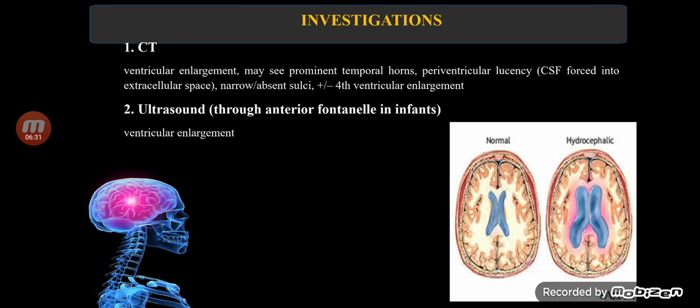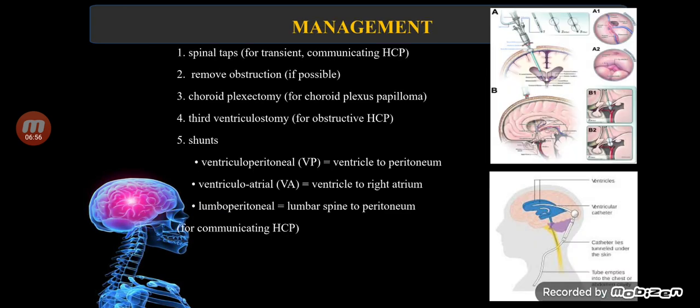In order to assess the patient with hydrocephalus, you have to do a computerized tomogram. Here, ventricular enlargement may be seen, and the most prominent are the temporal horns. Periventricular lucencies may exist. Narrow or absent sulci or fourth ventricular enlargement may exist. Ultrasound through the anterior fontanelle in infants may show the ventricular enlargement.